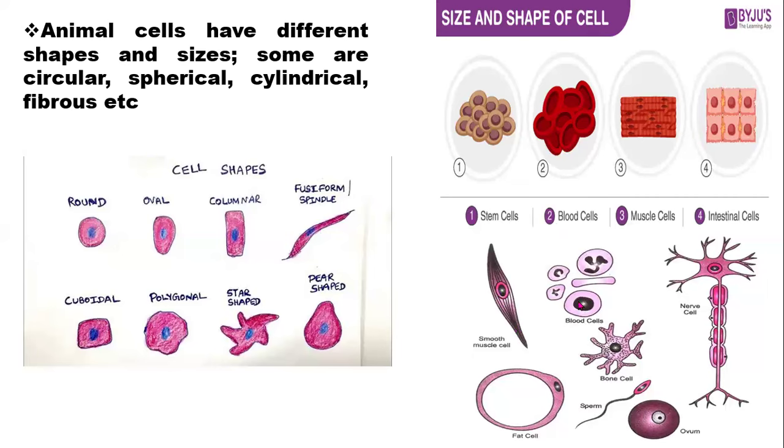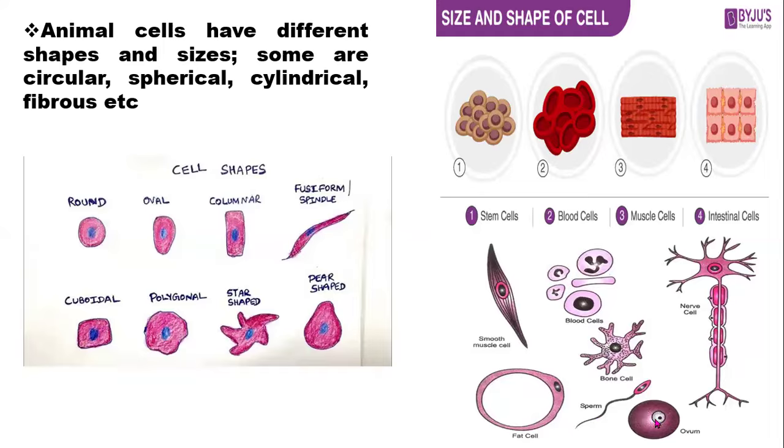You have blood cells, different shapes, different types. Look at them, but largely it's oval, right? And you have the nerve cell, which is one of the longest cells that you can have. And you can have this bone cell, which looks like this star shape. And you have fat cell, you have sperm, you have the ovum.